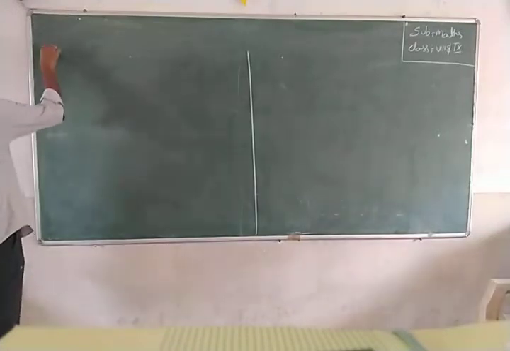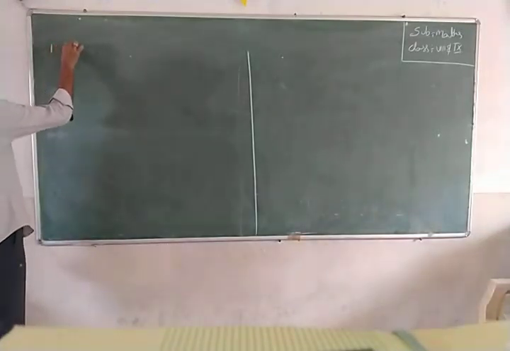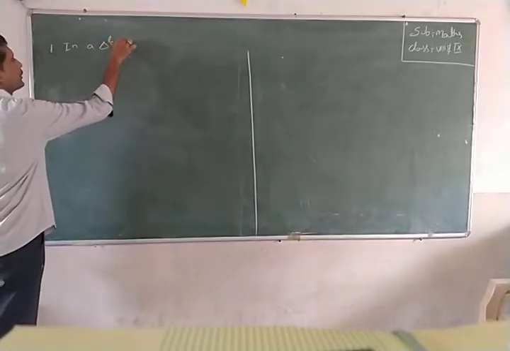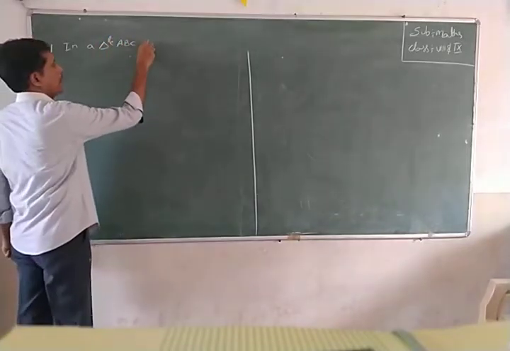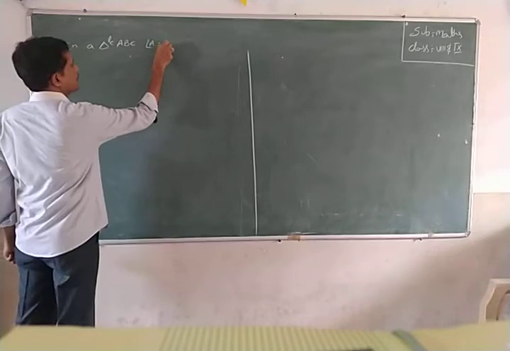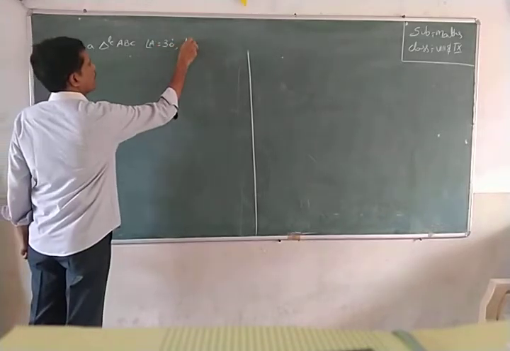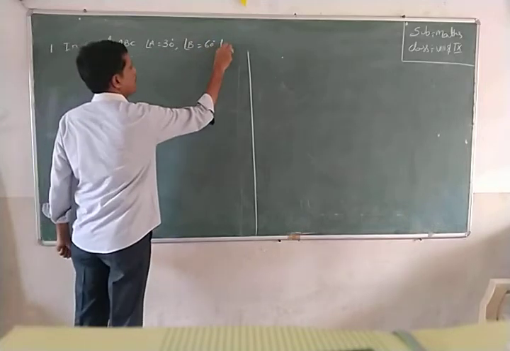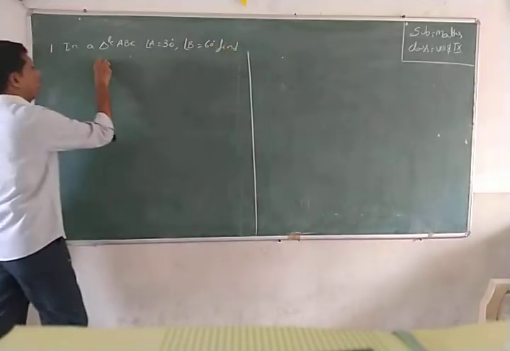First one: in a triangle ABC, angle A equals 30 degrees, angle B equals 60 degrees. Find angle C.